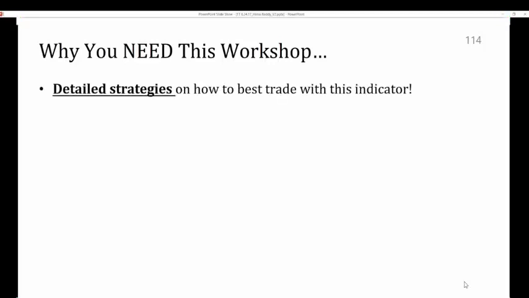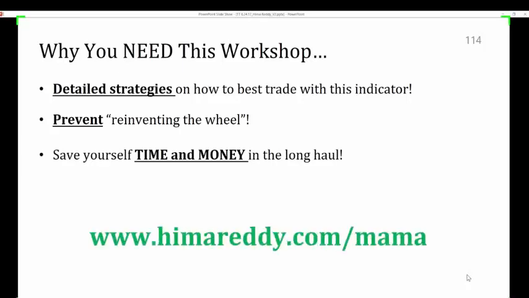And you know, a couple reasons why you need the workshop and not just what I showed you today. What I showed you today on its own can be useful, but it's not as great as having detailed strategies on trading around this indicator. Preventing yourself from reinventing the wheel. You don't need to go spend 15 years using this thing to figure out what I have, and you save yourself time and money in the long haul.